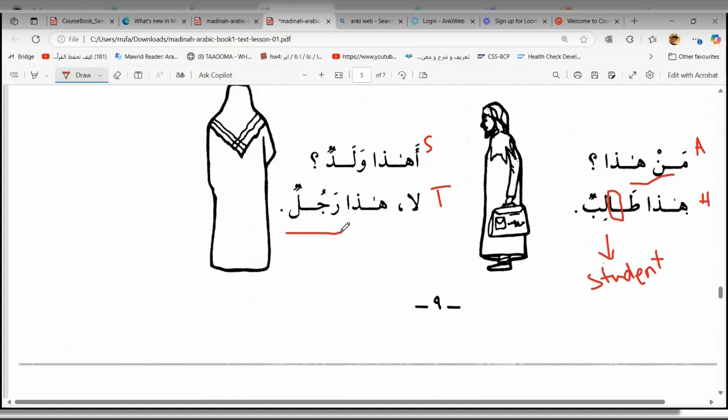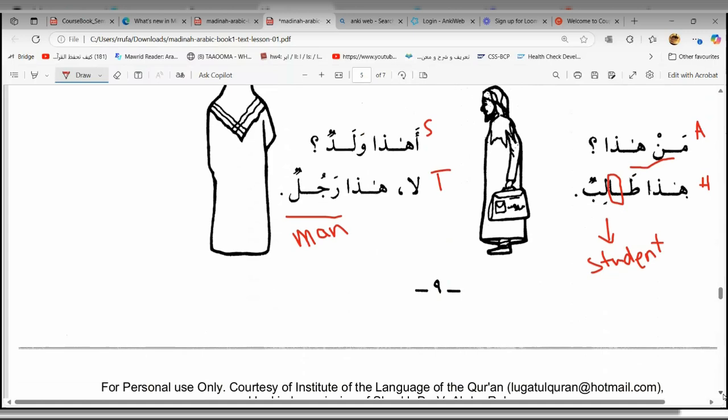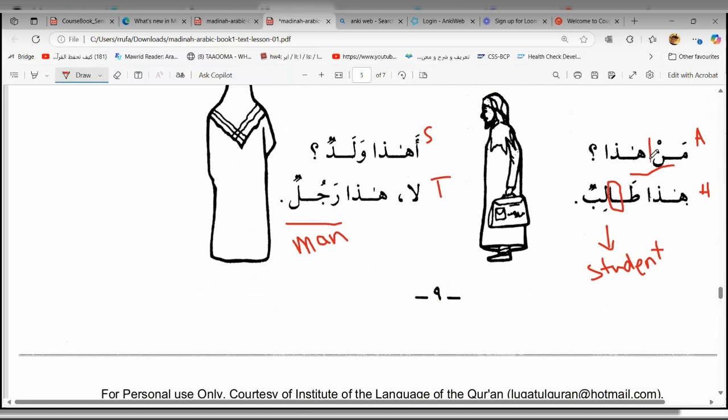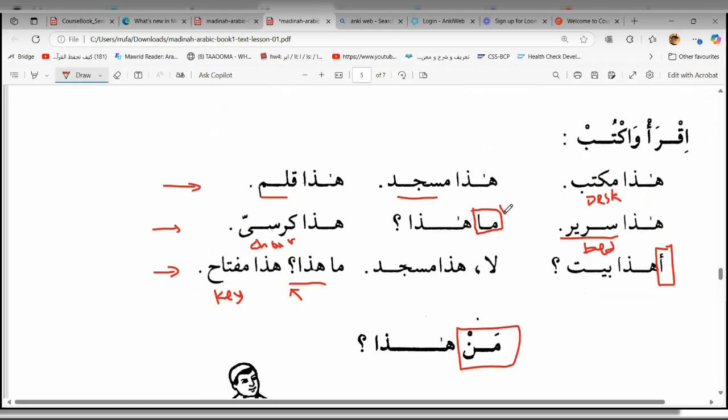Rajul, you probably all know, is man. This is a man. هذا ولد, is this a boy? No, this is a man. Okay, so we've introduced man, which is similar to ma, but for a human being. So in Arabic, this is who. And ma is what?